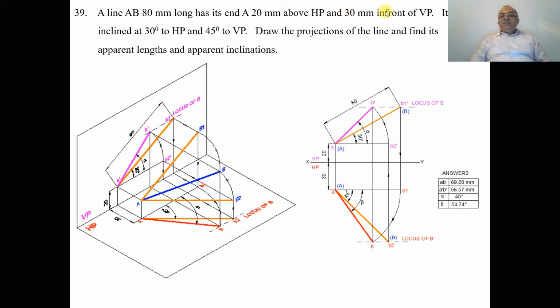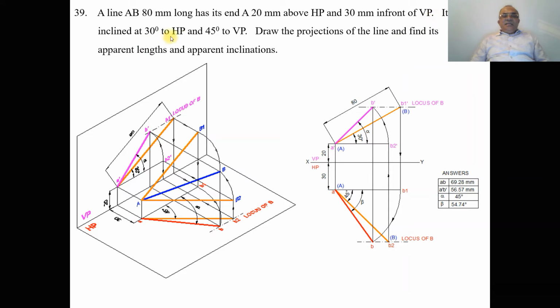And similarly, 30 mm in front of VP can be seen in HP. So from the XY line you measure a distance of 30 mm and draw a horizontal line. Consider any point, and from here you draw a vertical projector. You mark this point as a dash in the front view and A in the top view.